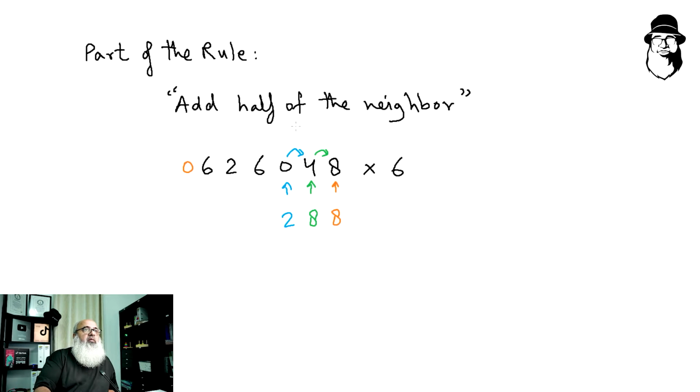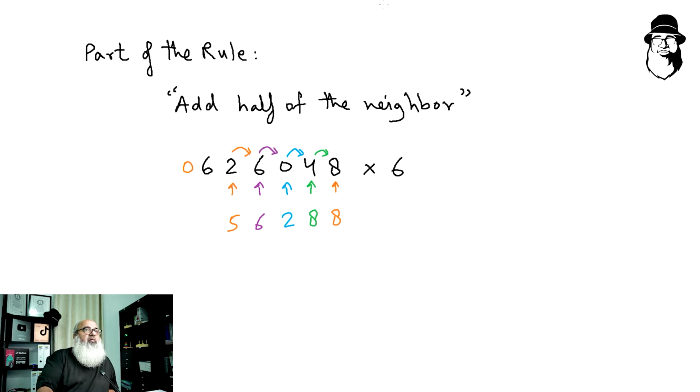Then we are at this number. We are going from left to right, remember. And half of the neighbor is 0. So, we write 6 as it is. Then we are at this number. Now, half of the neighbor is 3. So, 2 plus 3 is 5.